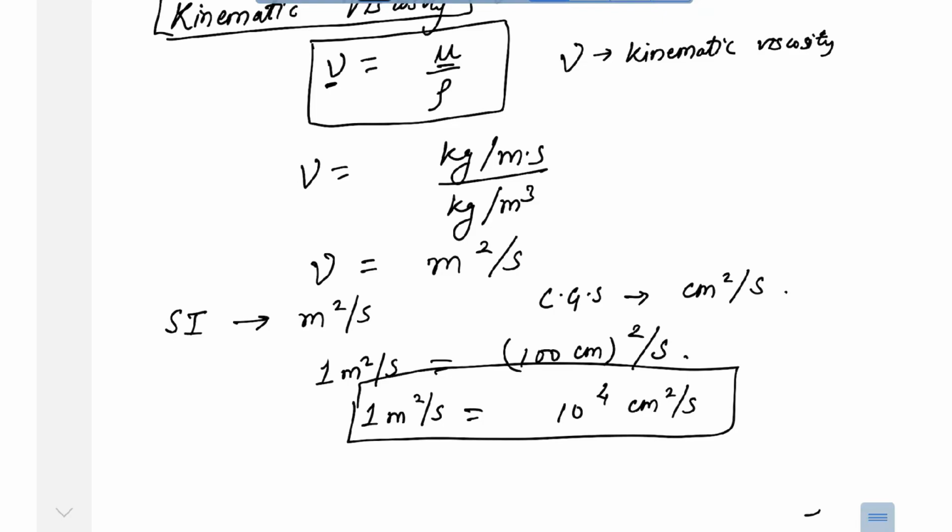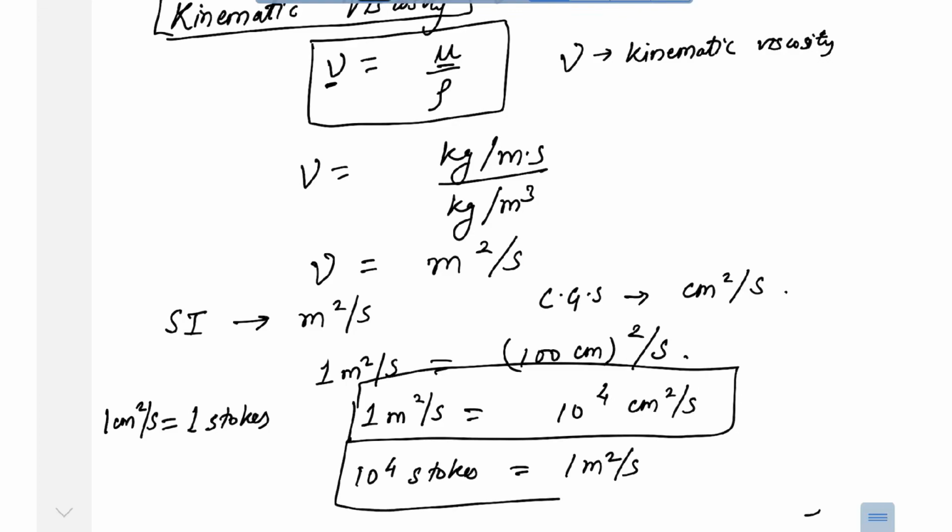of the kinematic viscosity. Now we can also define a new unit for the kinematic viscosity, that is 1 stokes, and 1 stokes is equal to 1 CGS unit of the kinematic viscosity, that is 1 centimeter square per second. That means again you can say that 10 raised to power 4 stokes will be equal to 1 meter square per second. This is again a new relationship for us to remember.